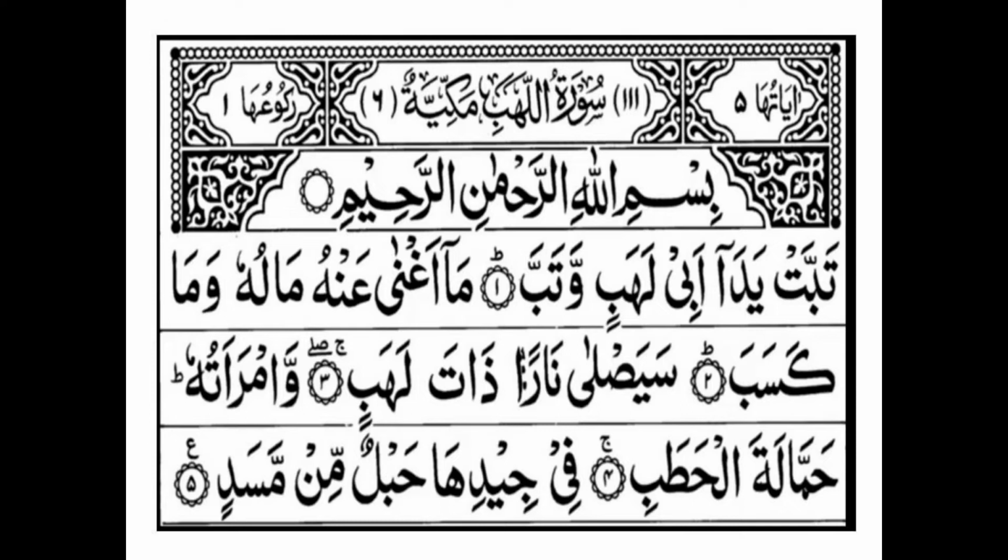In the third verse, sin is a whistling sound, ya is joined with the swad. Swad is a full mouth letter, and lam, stretch it because it has a zabar. Sayasla.